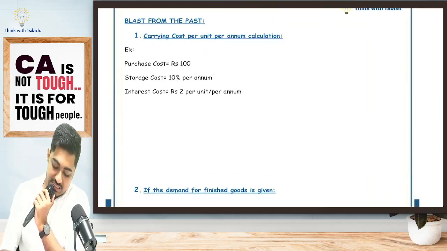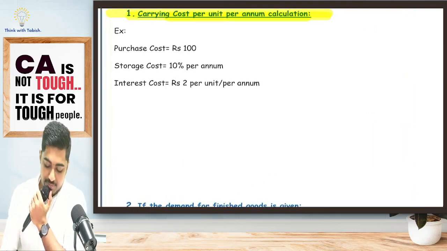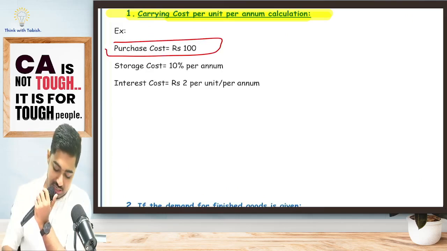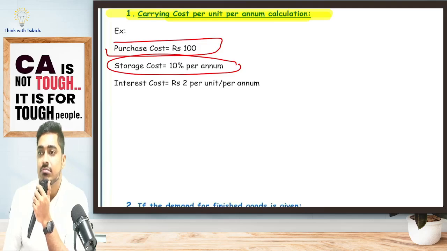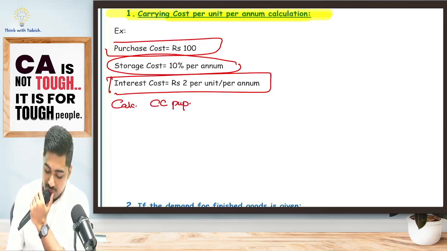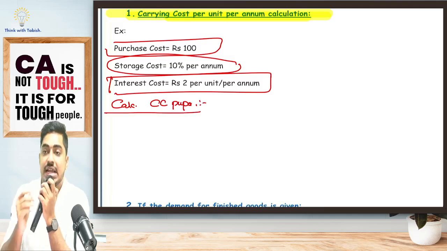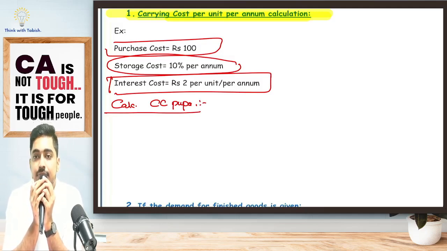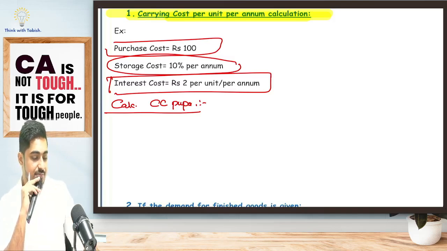Yes, sir. First is the carrying cost per unit per annum calculation. Look at this, everyone. My purchase cost is 100 rupees. Random examples we've kept. Every raw material I'm purchasing at 100 rupees. Storage cost is 10% per annum. Interest cost is 2 rupees per unit per annum. Question is, calculate my carrying cost per unit per annum. Think and give me the answer.